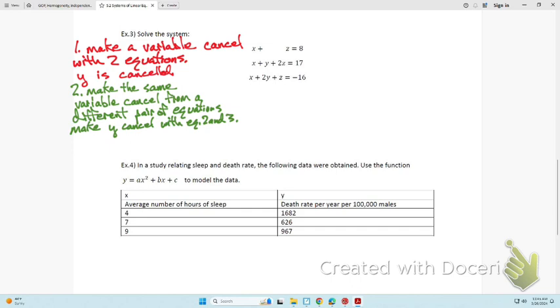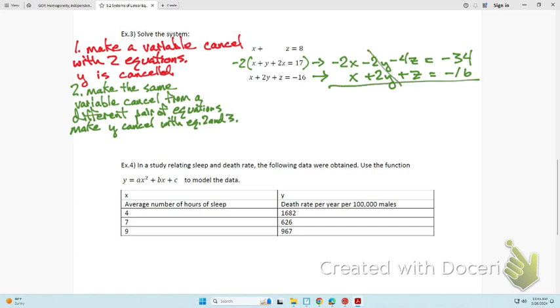So if we multiply this equation by -2, we'll create a -2y, and the y's will cancel. Just copy equation 3 as is. And look at that, the y's are going to cancel. We get -x, -3z, and -50.